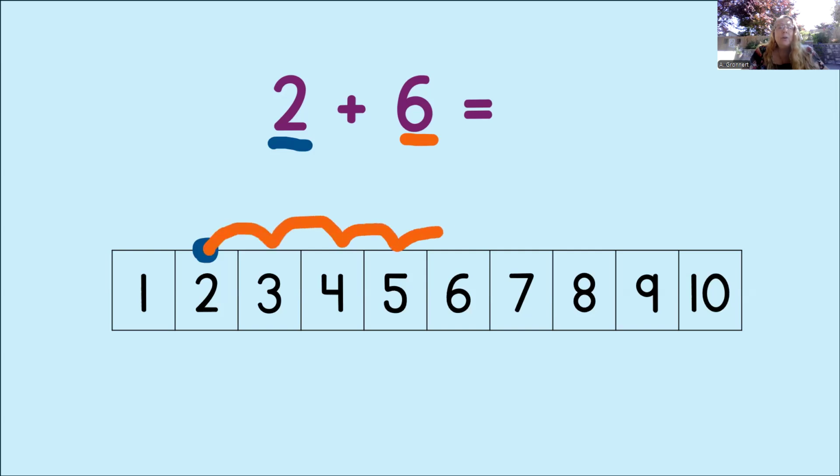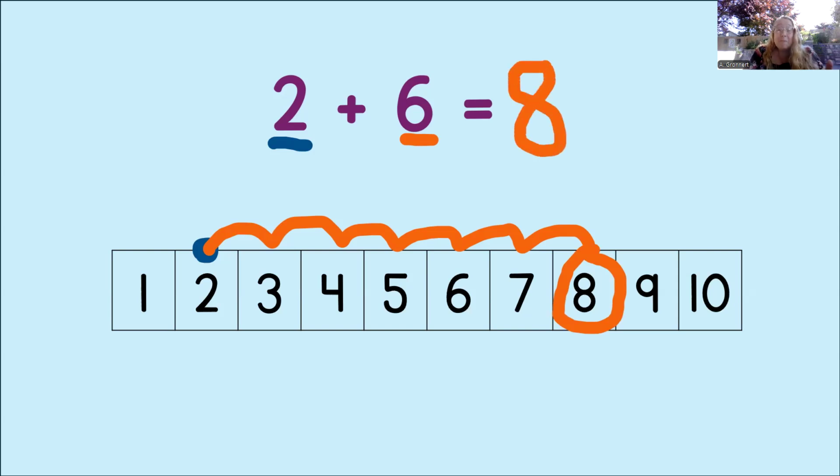1, 2, 3, 4, 5, 6. Where did we land? We landed on the number 8. Great job. Now we write 8 in our equation, and we did it. 2 plus 6 equals 8.